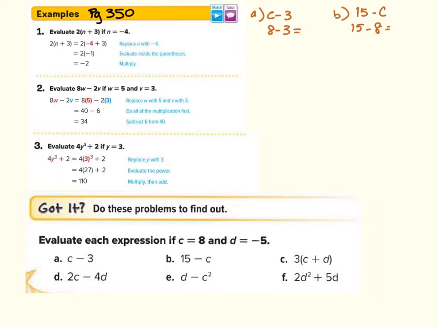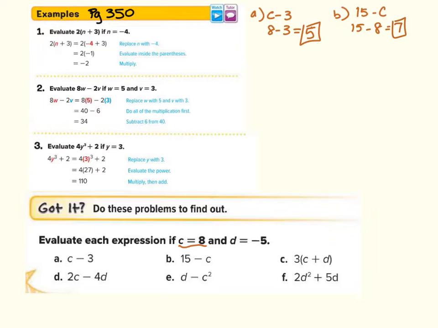So down below you see the guided questions on page 350. Let's go ahead and do A and B together, and then you can do the rest on your own. So I already wrote down C minus 3, which is just rewriting the expression. Then I rewrote the expression substituting what C actually is. C is actually equal to 8. So when I take 8 minus 3, I get 5. And that's my answer. Okay, if we look at B, this time we're taking 15 minus C. So instead of 15 minus C, I'm going to write 15 minus 8 because C equals 8. When I get 15 minus 8, I get 7.